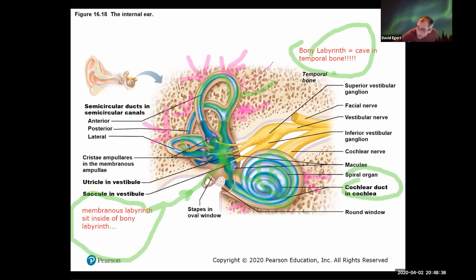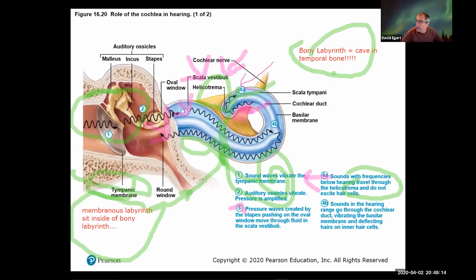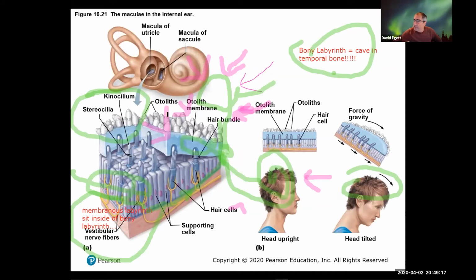For the semicircular canals, which do your sense of rotational equilibrium, like which direction is your head spinning? And for the utricle and saccule, we can just think of them in terms of the membranous labyrinth and think about the fluid in there, the fluid which is the endolymph, and think about the hair cells and how the hair cells are connected up. So let's start with this, the saccule and the utricle.